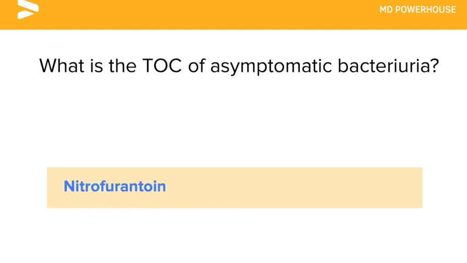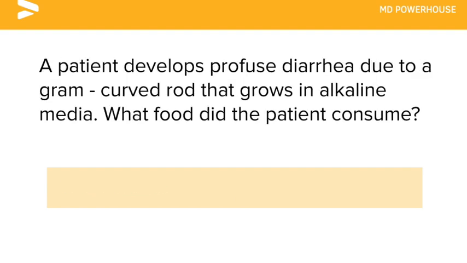A patient develops profuse diarrhea due to a gram-negative curved rod that grows in an alkaline media. What food did the patient most likely consume? Seafood. So the gram-negative curved rod that grows in an alkaline media is describing Vibrio cholerae, and an infection with this bacteria typically occurs after consumption of seafood. And speaking of seafood, recall that in the United States, the most common way of a patient getting hepatitis A is by having raw shellfish.